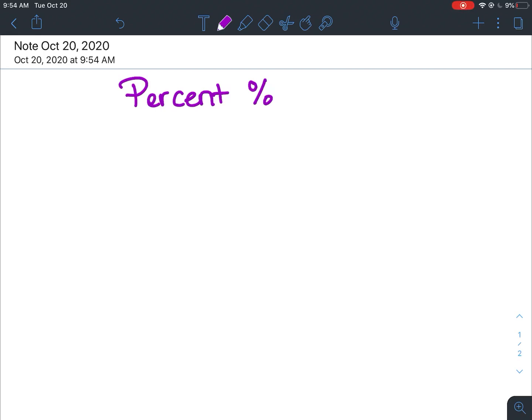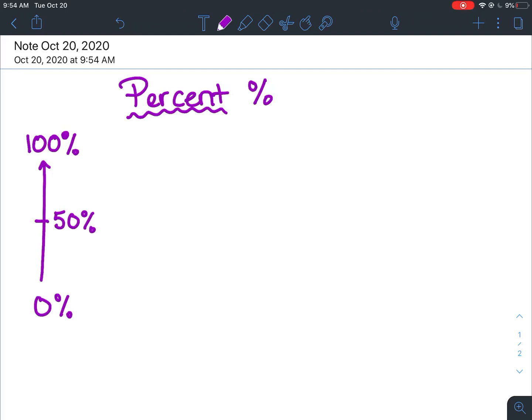Okay, this is a video on percent. When we use percent, we're using a scale that starts at 0 and goes all the way up to 100. So 0% to 100%. Halfway we have 50%, and all the other numbers in between, of course.